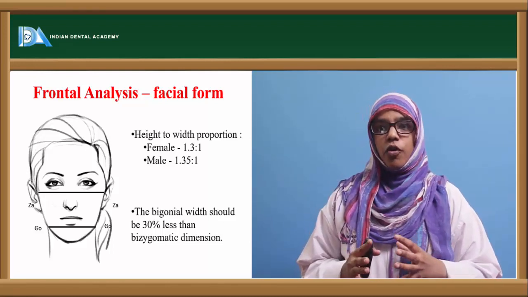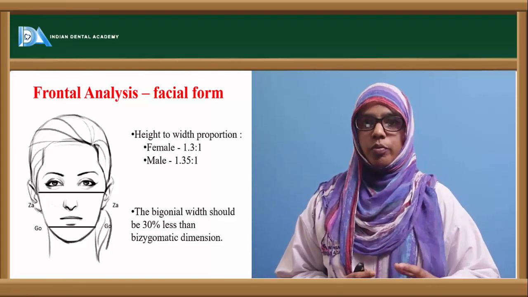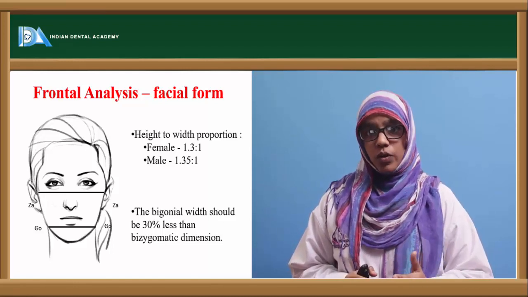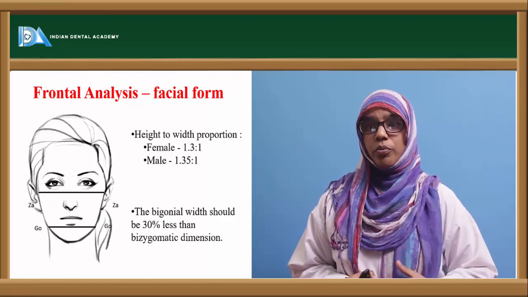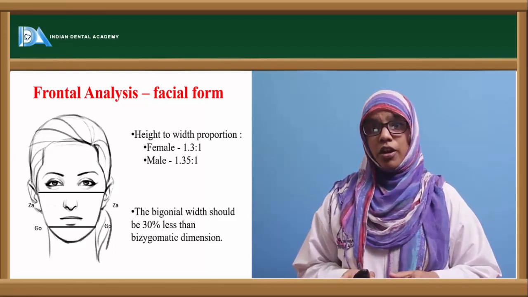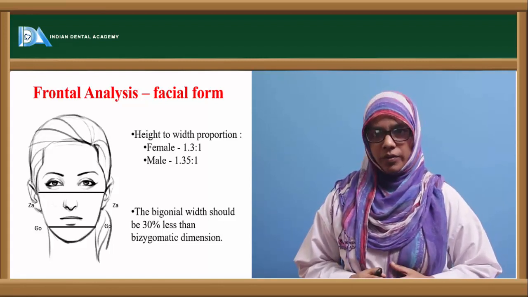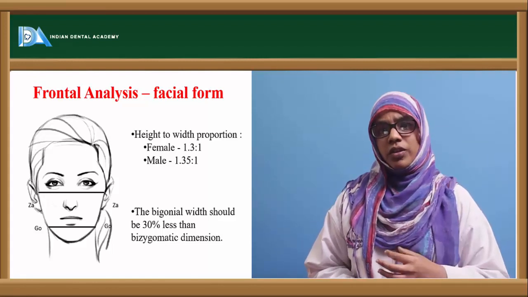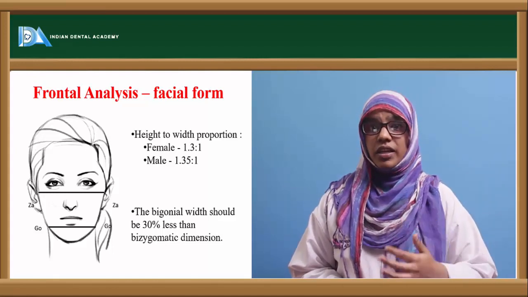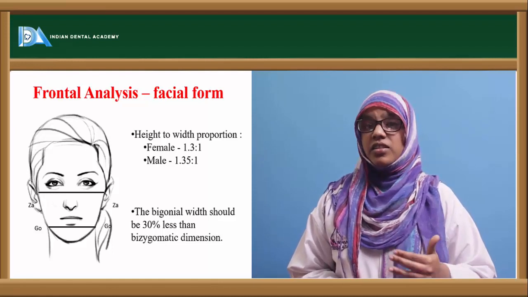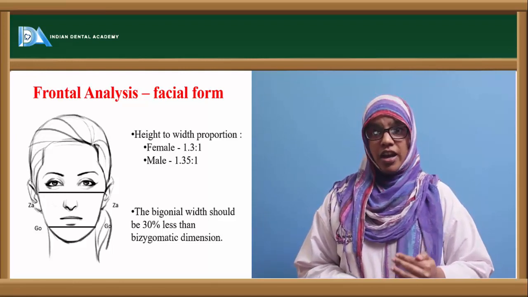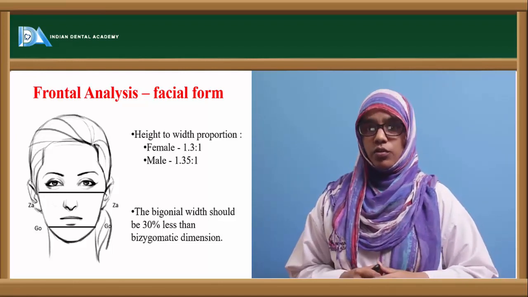Facial form means the height and width proportion of the face. It is said that the height and width proportion of a female is 1.3:1, whereas in a male it is 1.35:1. The bigonial width should be around 30% less than the bizygomatic width. What happens if this bigonial width is much lesser? You will have a long face, mainly because of maxillary excess. There is deficiency in mandibular anterior-posterior position. There is a deep palatal arch, and it could also be because of a narrow nose.